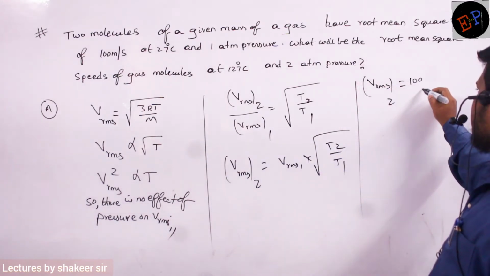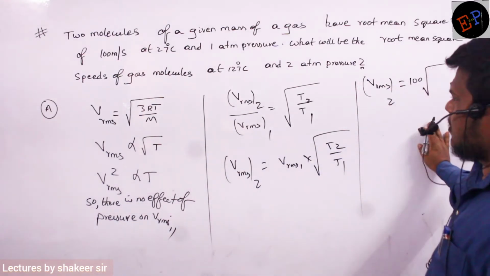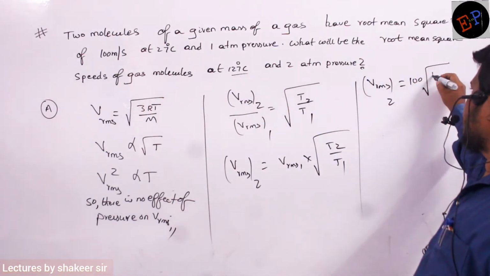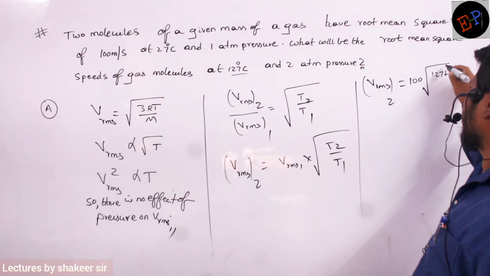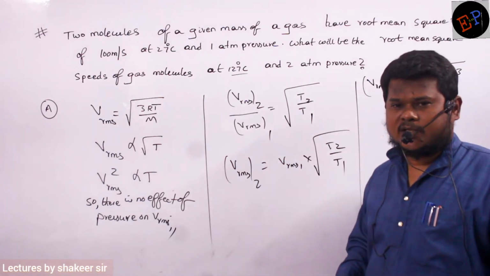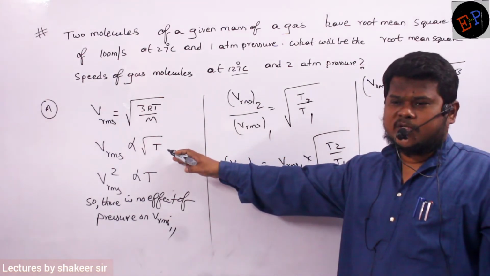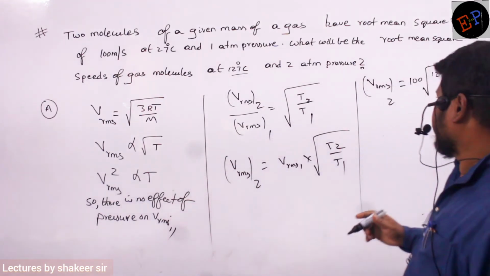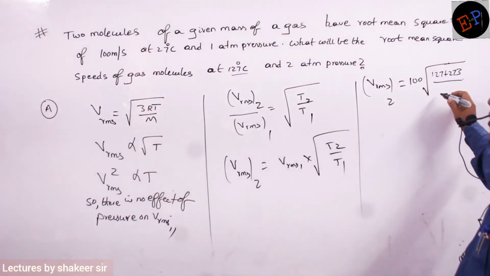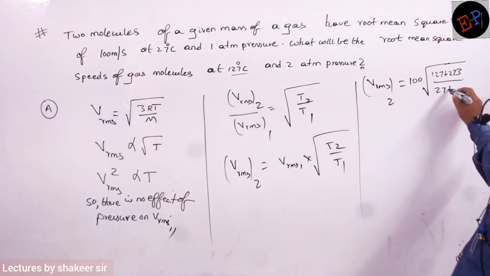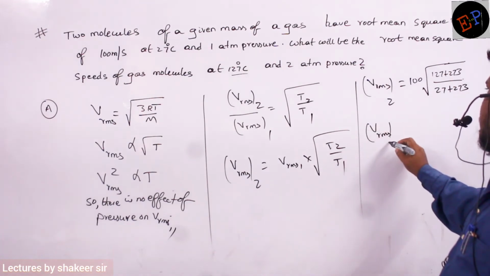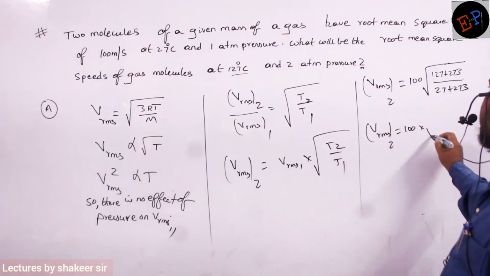So 100 multiplied by the square root of the final temperature. The final temperature he said is 127. So 127 plus 273. And here you should not forget to convert into the Kelvin scale, because here a capital T is mentioned, no? It means we are supposed to substitute the temperatures in Kelvin. So divided by the initial temperature, which was 27. 27 plus 273.